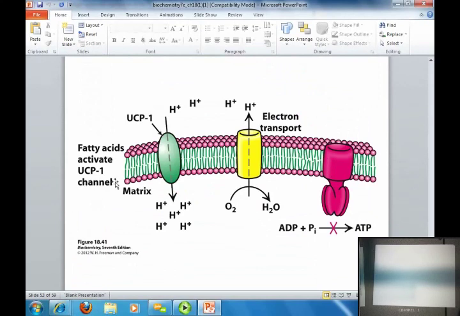Fatty acid activates the UCP channel, uncoupling protein, the UCP1 channel. So that's why the gradient dissipates. There is no ATP formation. Mind it, this motor is not acting, but the electron transport is working very well. That means it uncouples the phosphorylation from electron transport and it will produce more heat.